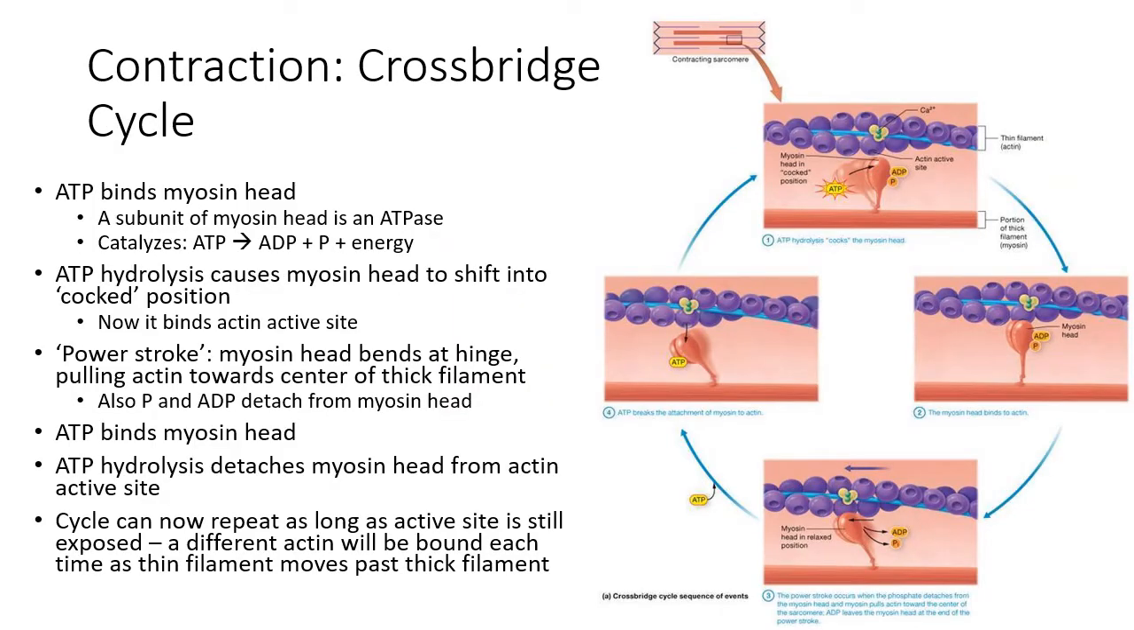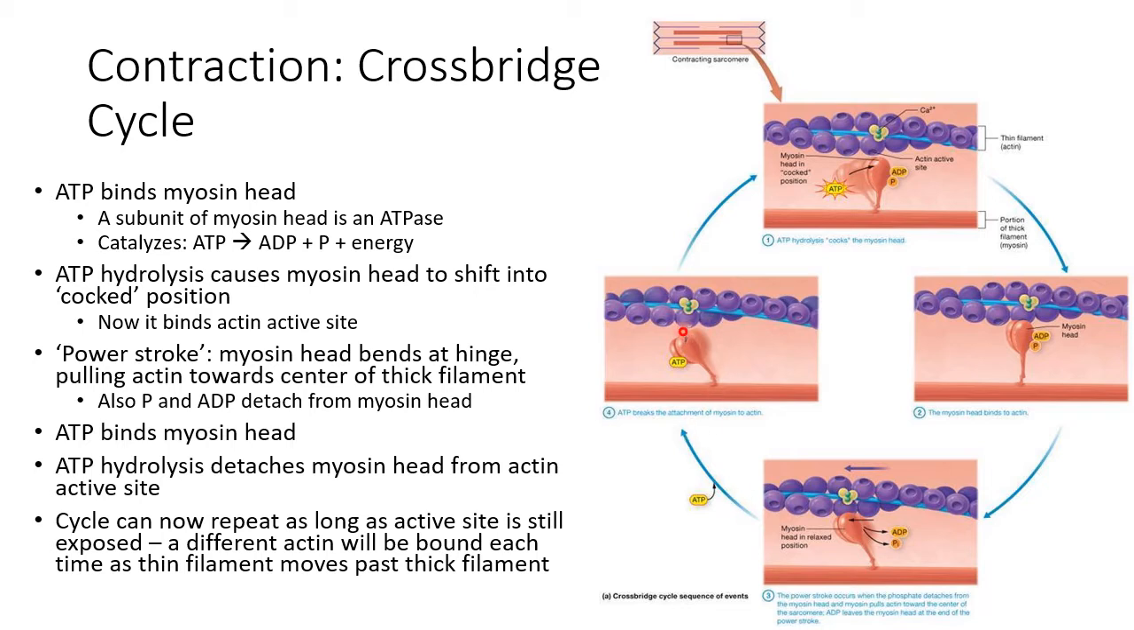So once you have the crossbridge formed between the myosin head and the actin active site, then you can begin cross-bridge cycling. So we would be starting right here with our myosin head cross-bridged with our actin active site. Then the myosin head will bend. That's called the power stroke. When the myosin head bends, it's going to pull the thin filament in towards the center of the thick filament.